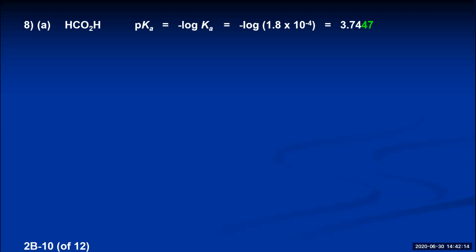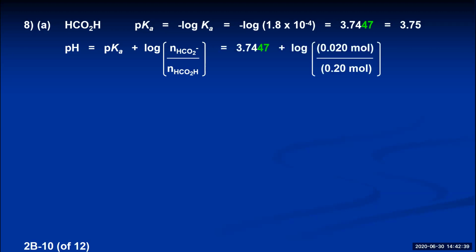Now they're telling me how many moles of each component there are. I can just then use the Henderson-Hasselbalch equation with the ratio of the moles, or I could actually take the moles and divide it by the 0.1000 liters and get molarities. Either way will give me the same answer, but I'm going to do less work, so I'm just going to do the ratio of the moles. So I know my pKa value is 3.7447 plus the log of the moles of the formate ions on the top, 0.020, divided by the moles of the formic acid on the bottom, 0.20, and the pH of this buffer turns out to be 2.74.